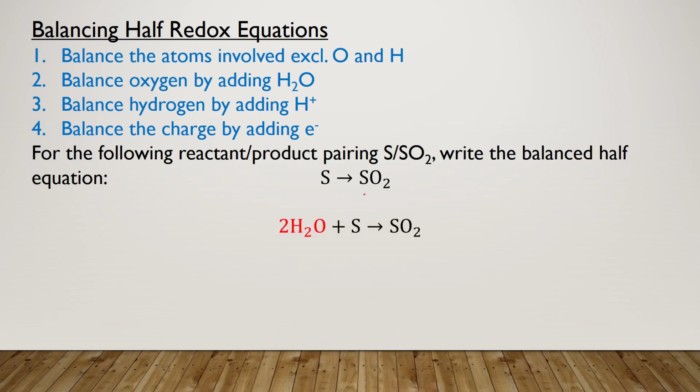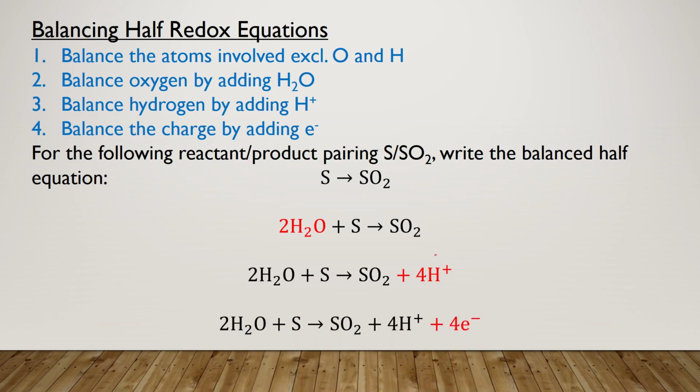So we see that we need to balance for, well, the sulfurs are already balanced, so we can skip step 1. So we go straight to balancing for step 2. So we need to add 2 waters on the left hand side to balance out the 2 oxygens on the right hand side. That will upset the balance of hydrogen, and we have 4 hydrogens on the left hand side and we have none on the right. So we need to add 4 lots of hydrogen ions to the right hand side. But overall we have a neutral charge on the left, so 0, but we had 4 positive charges on the right, so that's why we add 4 electrons to the right hand side.